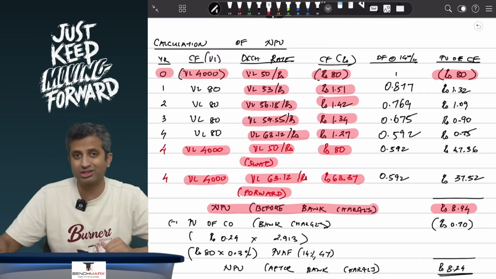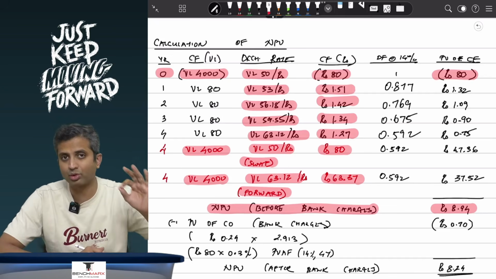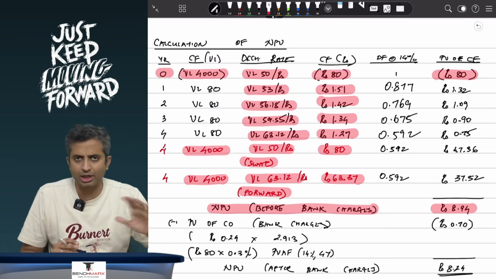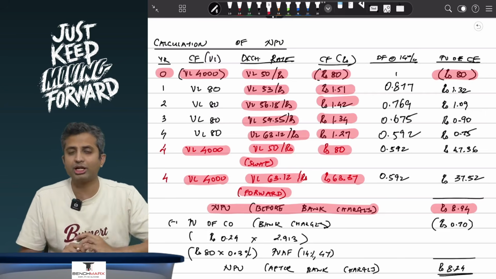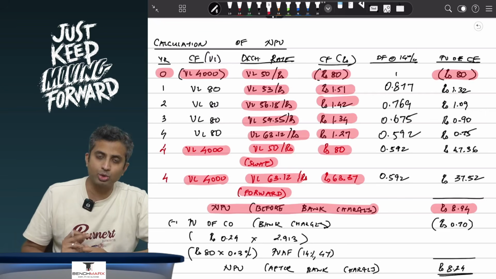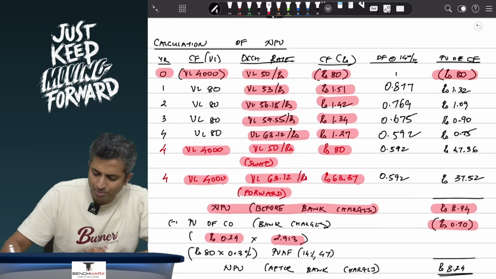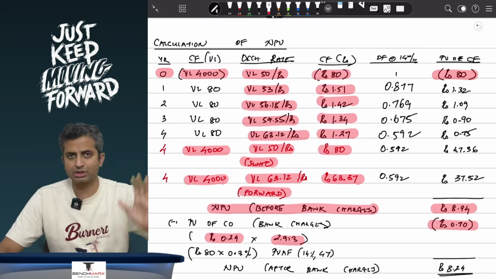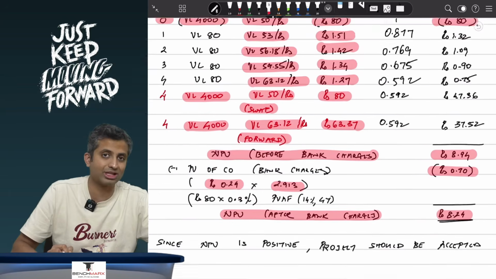The bank charges are 0.3% of the rupee principal. So 80 into 0.3% comes to around 0.24 in million rupees, but this is already in rupees, so you don't have to convert it into any other currency, and hence this 0.24 you multiply by the present value annuity factor of 2.913, which is given to you. So this will give approximately 0.7, and hence even after considering all expenses and charges, the NPV comes to be a positive 8.24, and hence this project should be accepted.